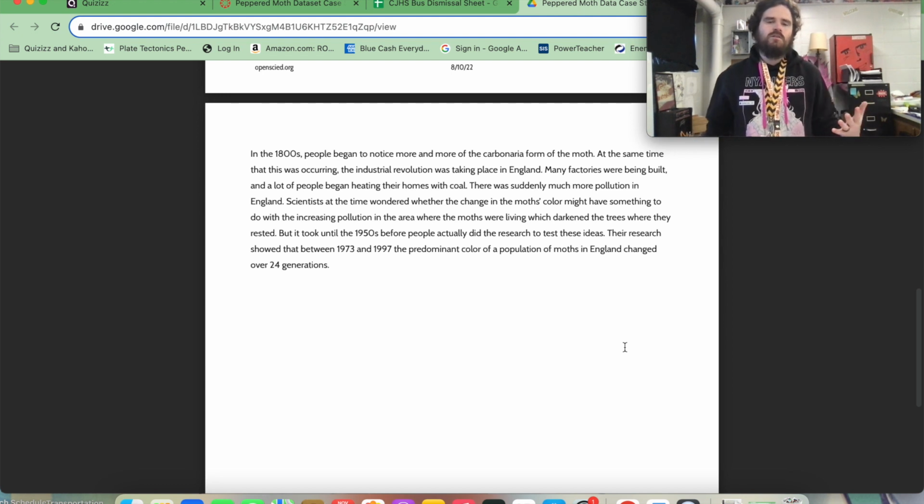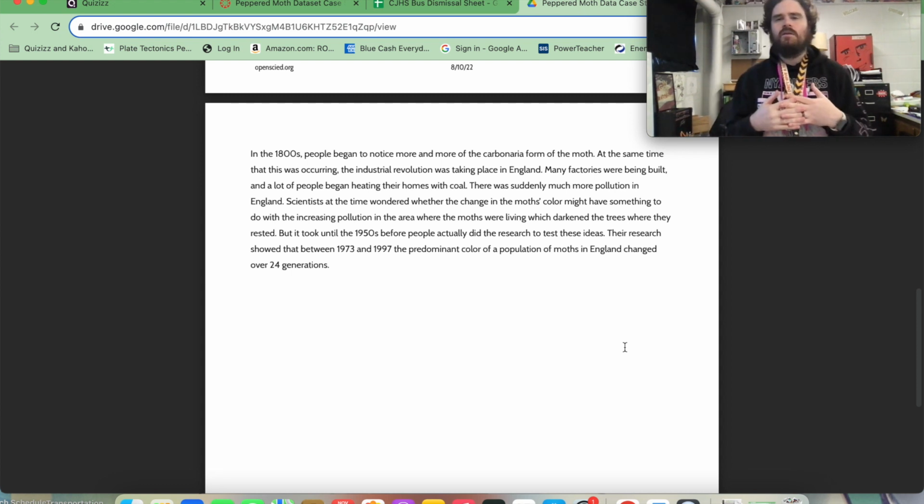So scientists did some research from about 1973 to 1997 and collected data. And they figured out that over about 24 generations of moths, the population would change.